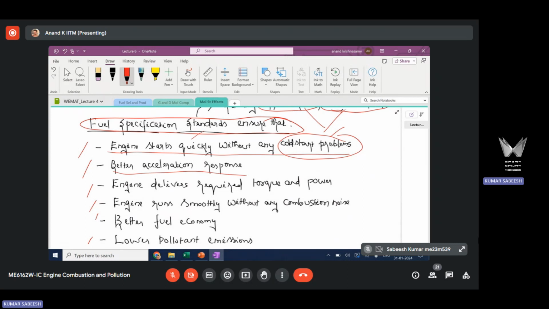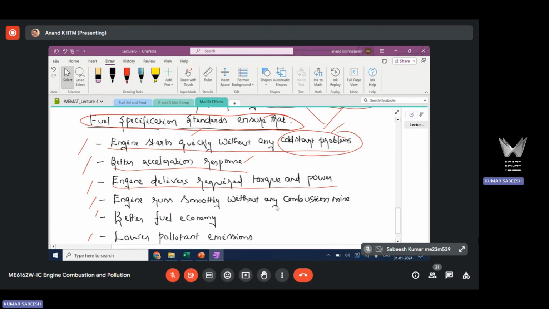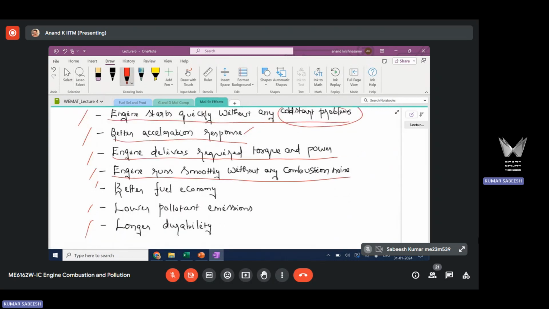Okay, that again depends on the fuel characteristics. Engine technology will also play a role, but fuel has a significant role to play in affecting the acceleration response. So they will ensure that the fuel has the required quality so as to have better acceleration response. Engine delivers the required torque and power. So the fuel should have the required energy content so that the power and torque requirements are met. Engine runs smoothly without any combustion noise.